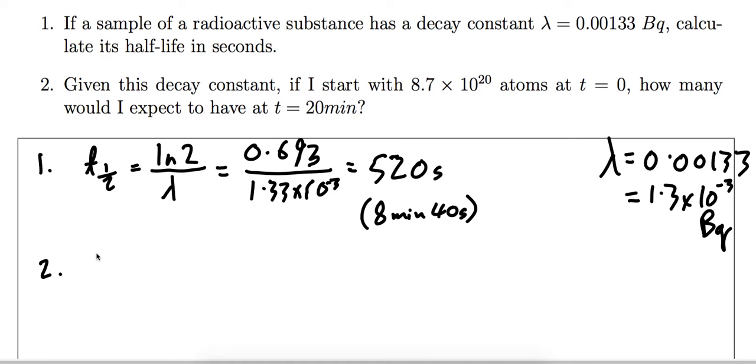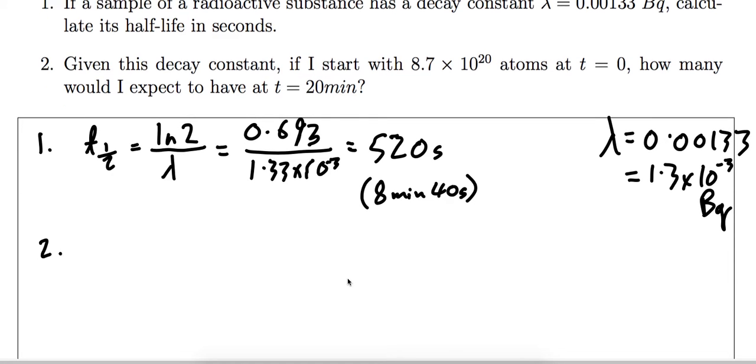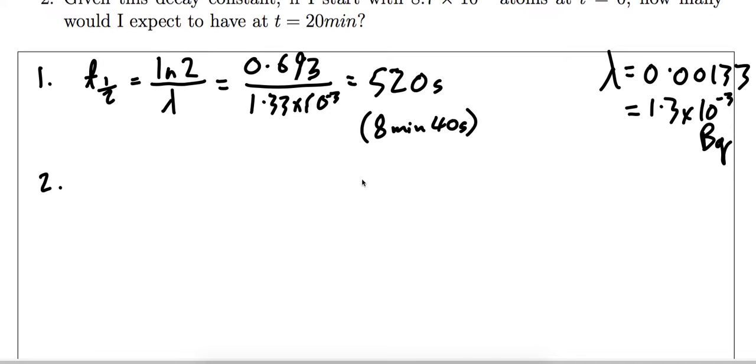Now 8.7 by 10 to the 20 sounds like a lot, but remember that Avogadro's number is 6.02 by 10 to the 23. So 1 mole of a substance is about 10 to the 23. So this is about a 1,000th of a mole. That's the order of amount that we're talking about. So quite a small sample, really, on the order of milligrams, I guess. So how many would I expect to have after 20 minutes?